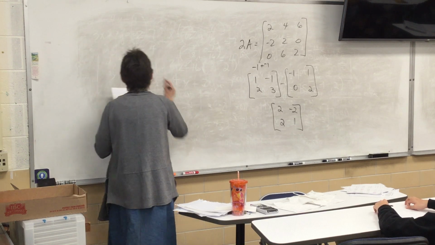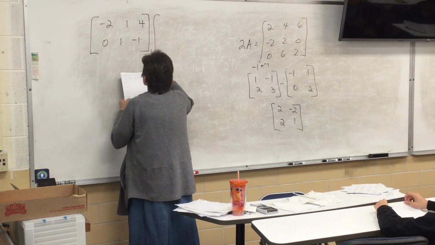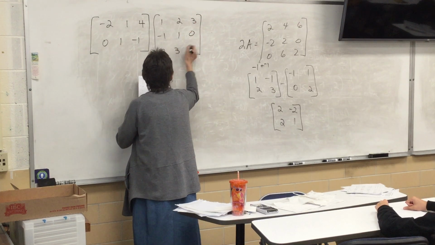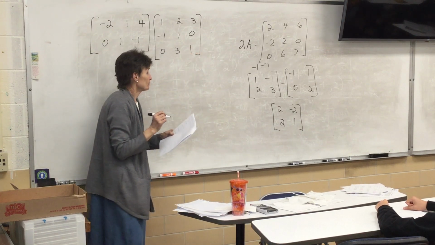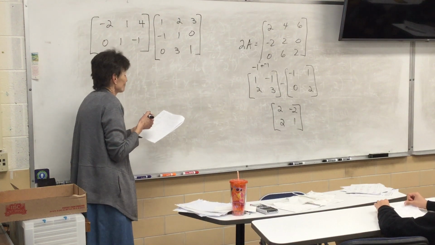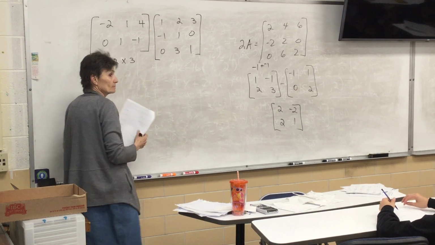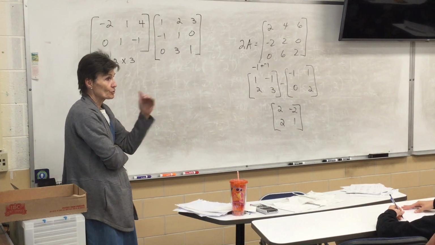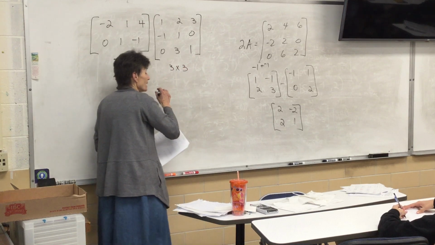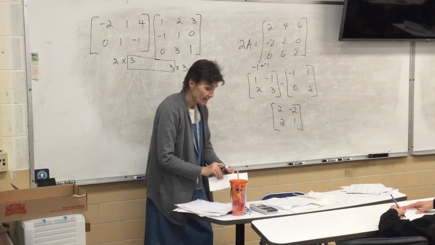All right, D times A. All right, D is this, and A is this. D times A. What are the dimensions of matrix D? 2 by 3. You gotta get that right. Does everybody see the dimensions are 2 rows, 3 columns? What are the dimensions of this matrix? 3 by 3. Can these be multiplied? Yes. Remember that rule that the inside dimensions have to match?